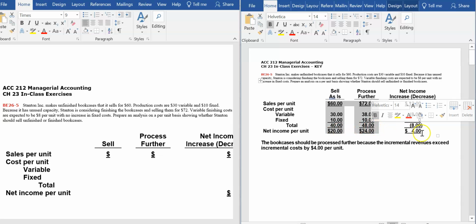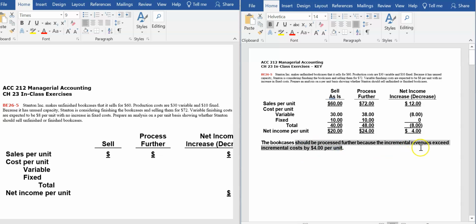Because there is an increase of $4 profit if they choose to process further, they should go ahead and process further because the additional revenues they will earn exceed the additional cost. That's what we mean by incremental. The additional revenues exceed the additional costs by $4 per unit.